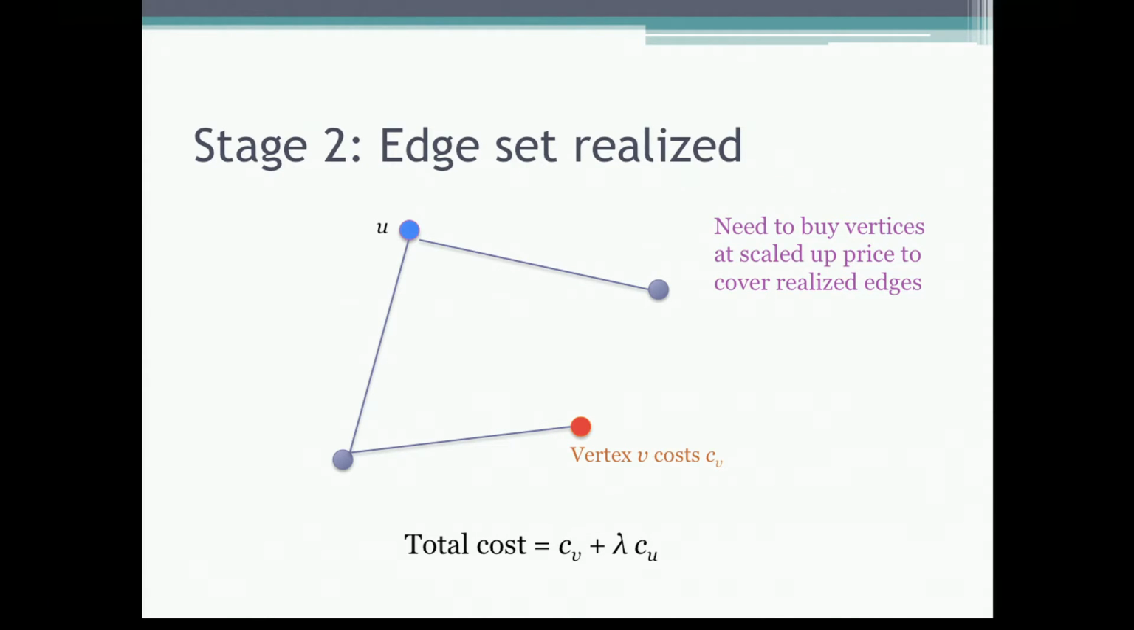Is the problem clear? So you can buy vertices cheaply without knowing what edges get realized. Then the edges get realized, and you have to buy vertices to form a vertex cover, but the vertices are more expensive. And you can generalize this to many stages. Maybe the edges get realized in stages.